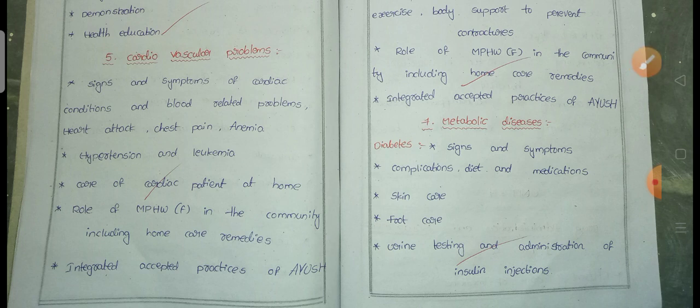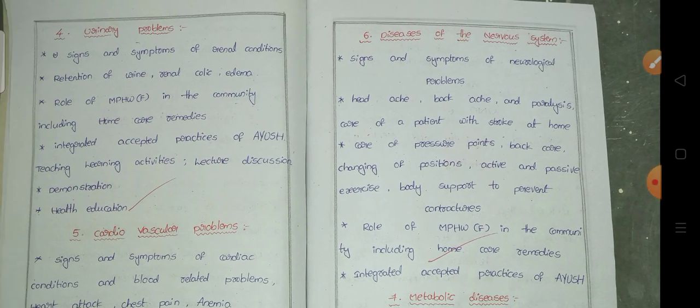Not only identify the problems in common health problems, you have to write the causes, find out the signs and symptoms, and explain the role of an MPHW in the care of a problem. It's clear. Next, the sixth partition is diseases of the nervous system.